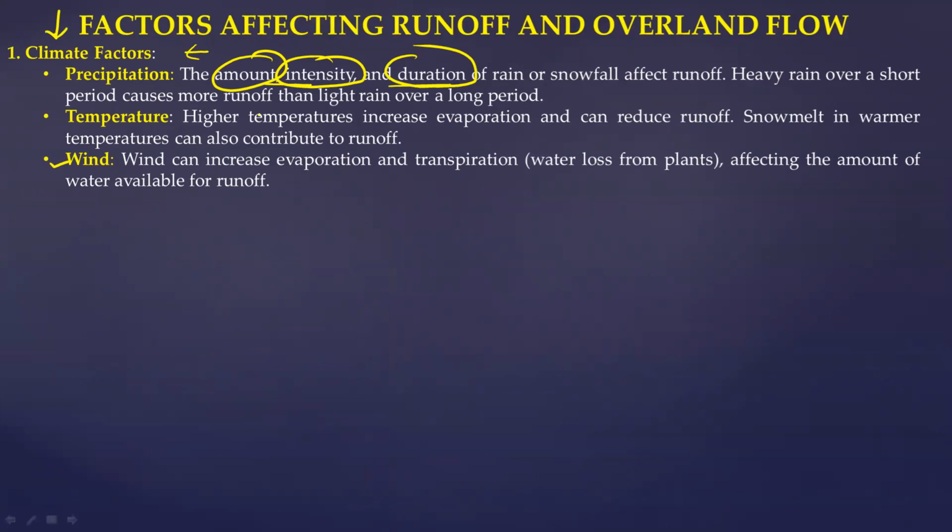Heavy rain over a short period of time will have more runoff, and that's why we have flash floods. Look at Sikkim, the northeastern region, and the flash floods happening in cities. Higher temperatures increase evaporation and can reduce runoff, but remember, snow melt in warmer temperatures can also contribute to runoff, so it has two aspects. Wind is also important, as it increases evaporation and transpiration, affecting the amount of water available for runoff.